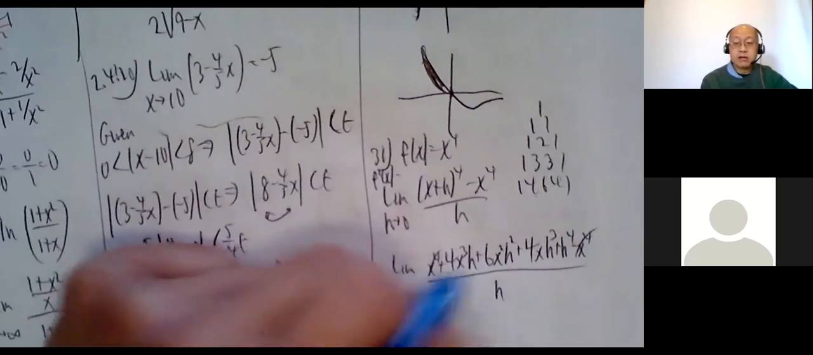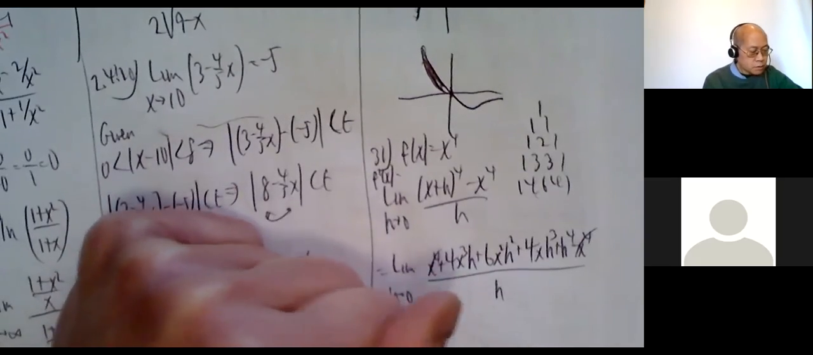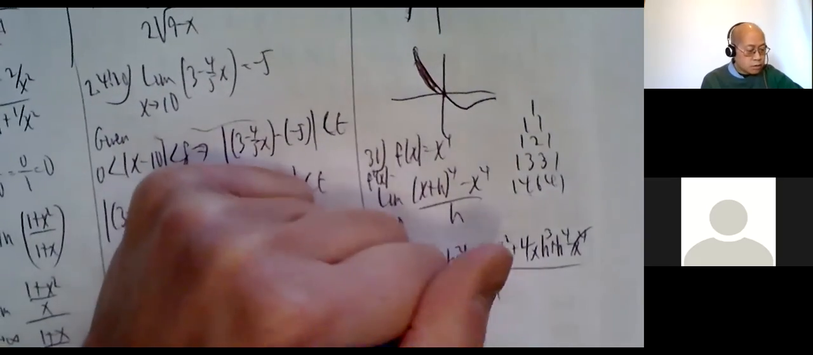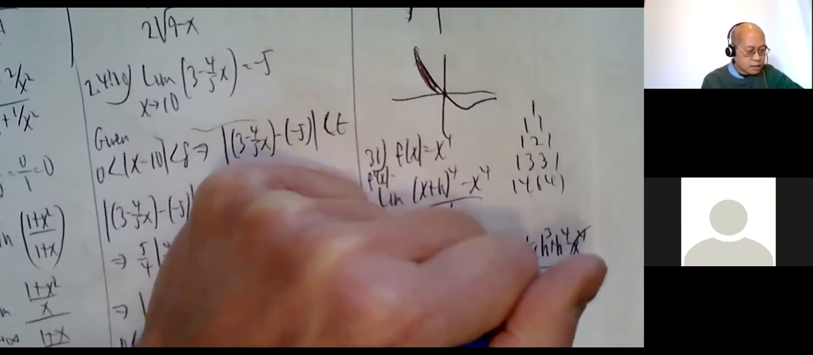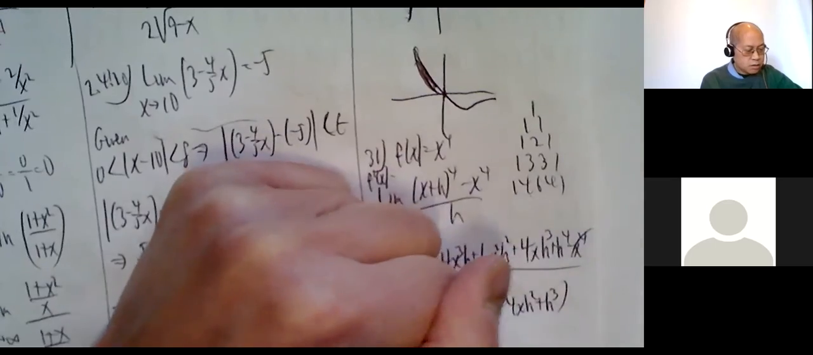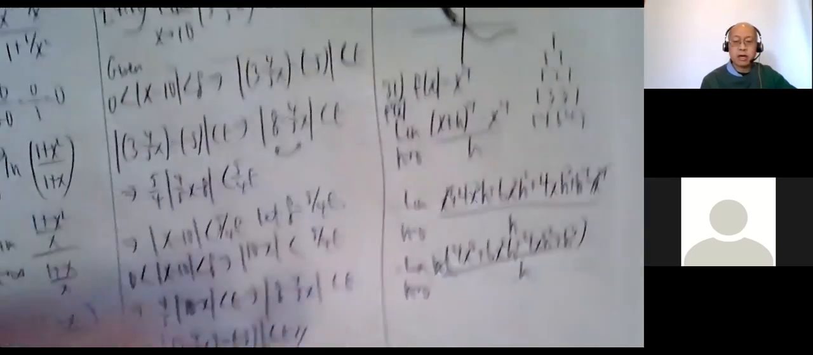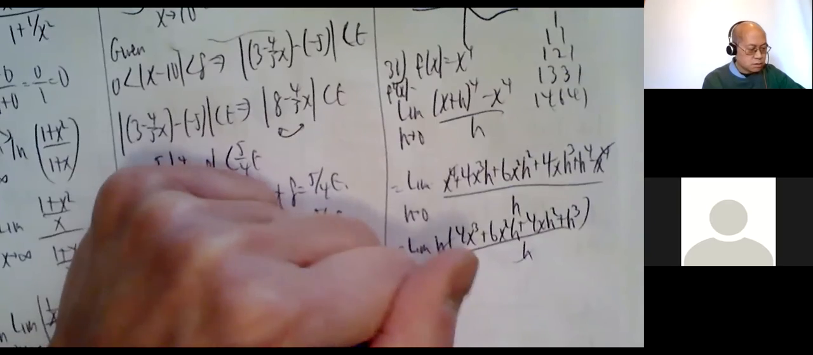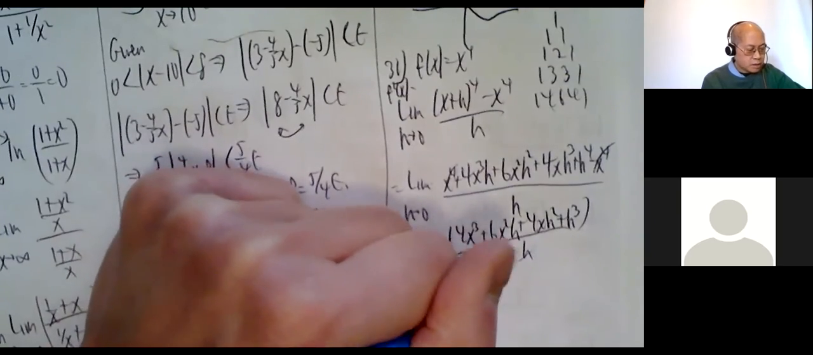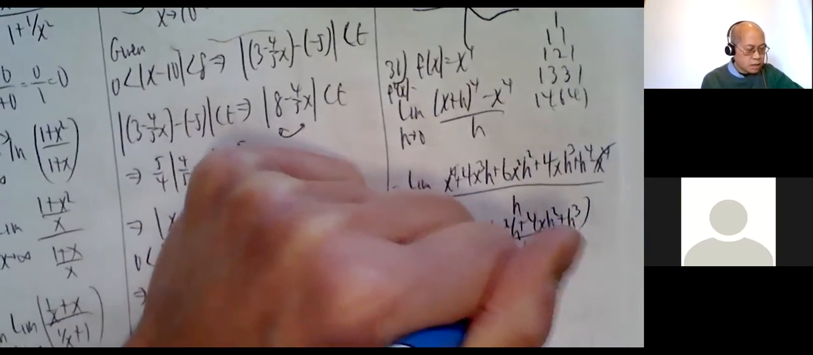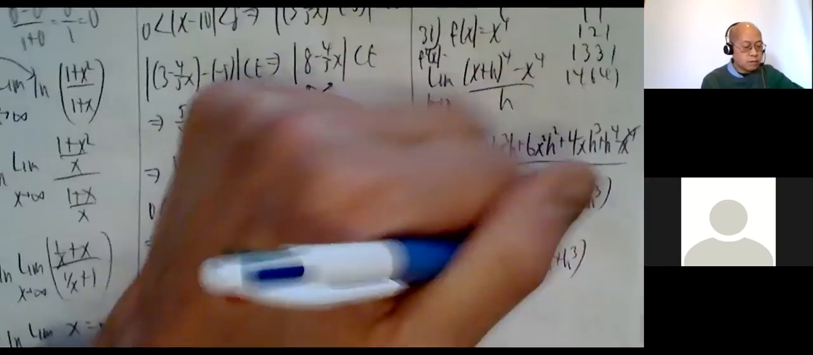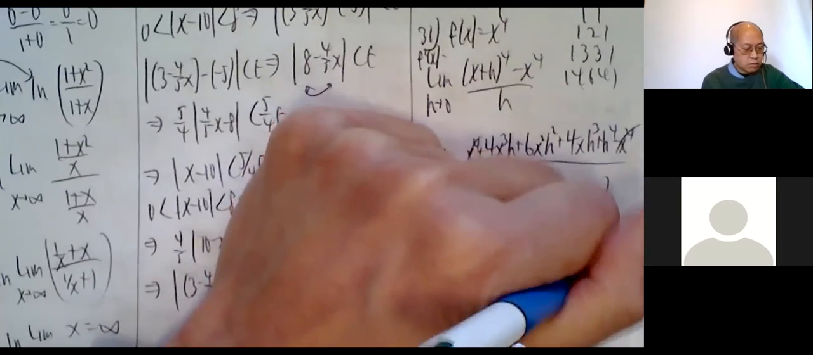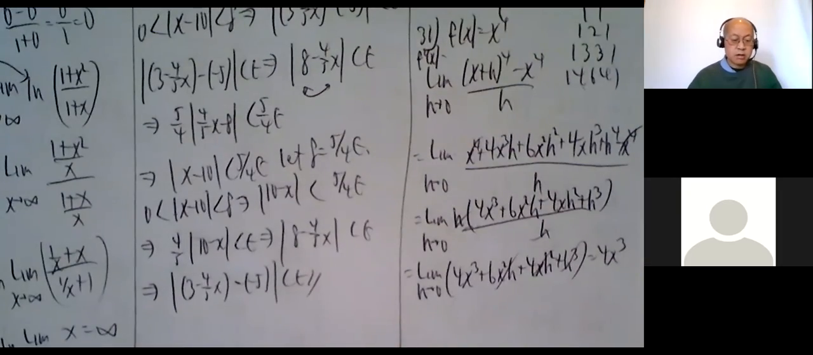Okay, that cancels out with that. There's an h left over. So h times (4x cubed plus 6x squared h plus 4x h squared plus h cubed) all over h. Cancel, cancel. 4x cubed plus 6x squared h plus 4x h squared plus h cubed. And now plug in 0. That's gone, that's gone, that's gone. So 4x cubed.